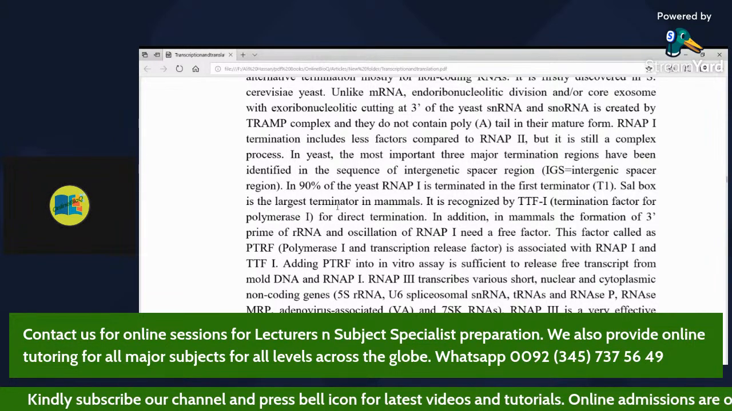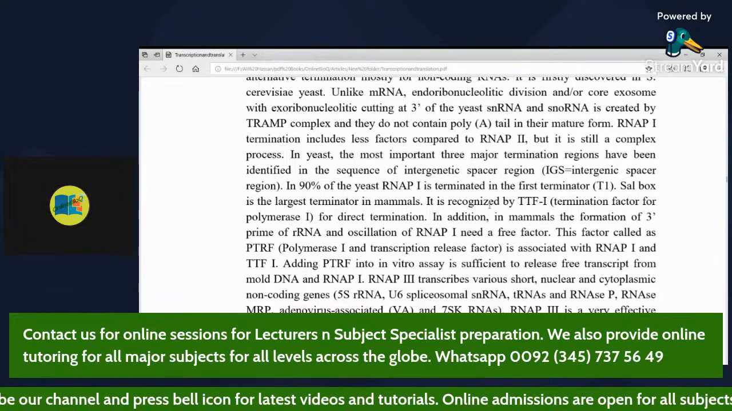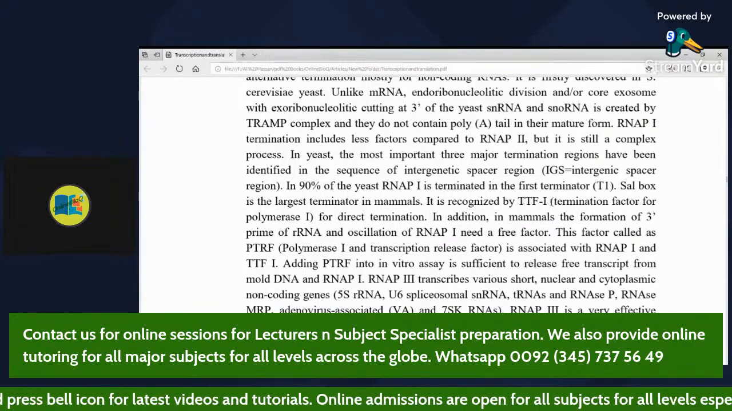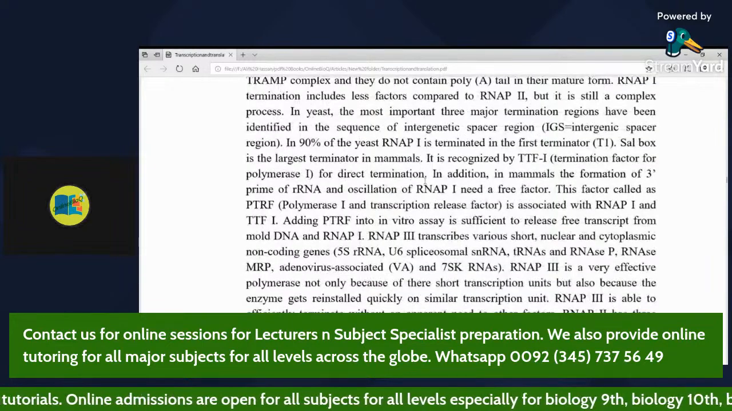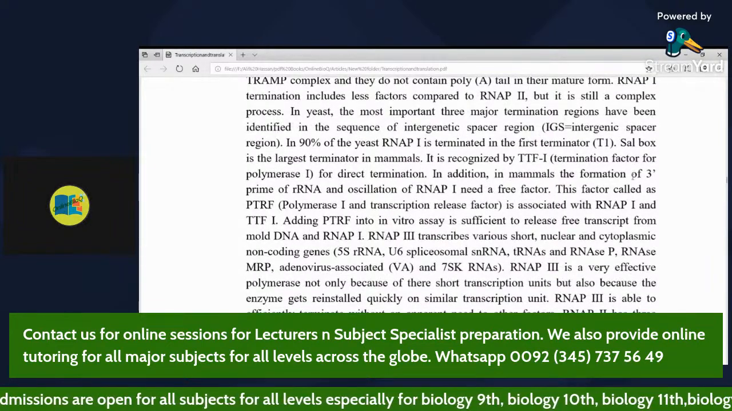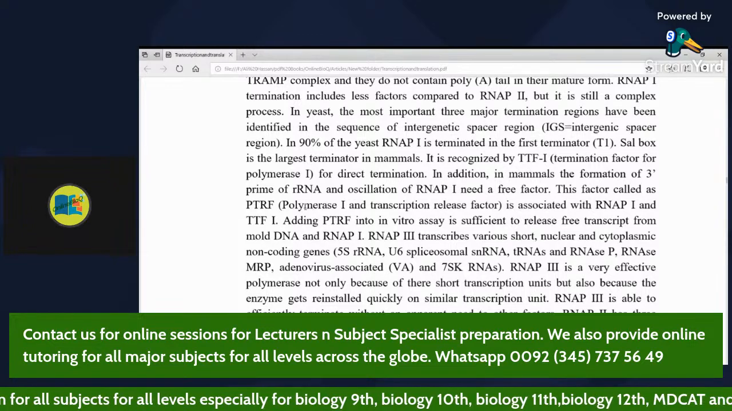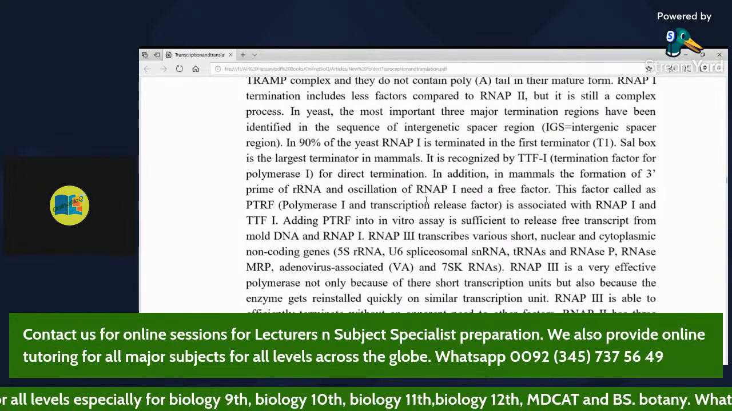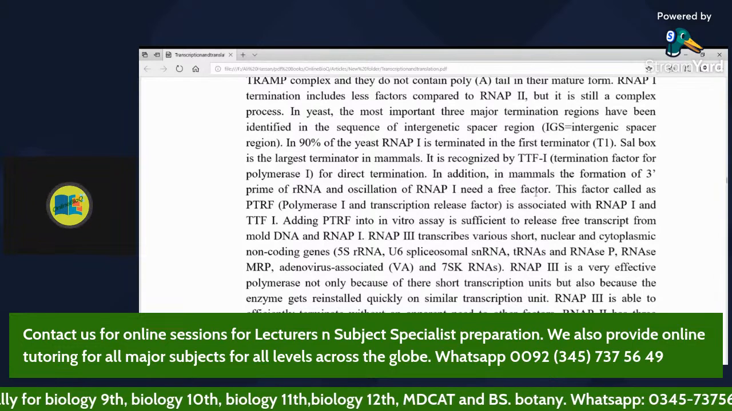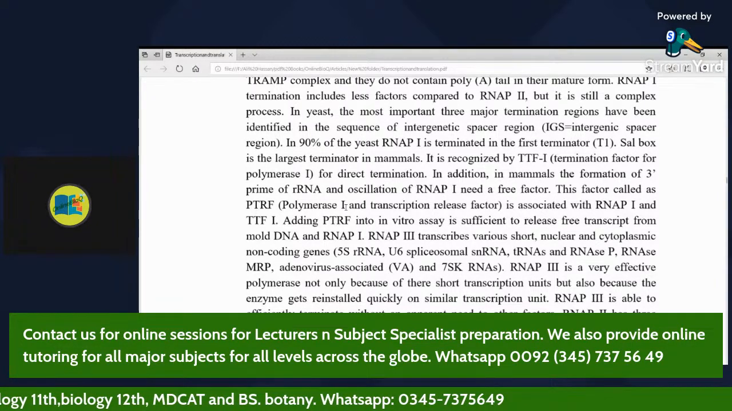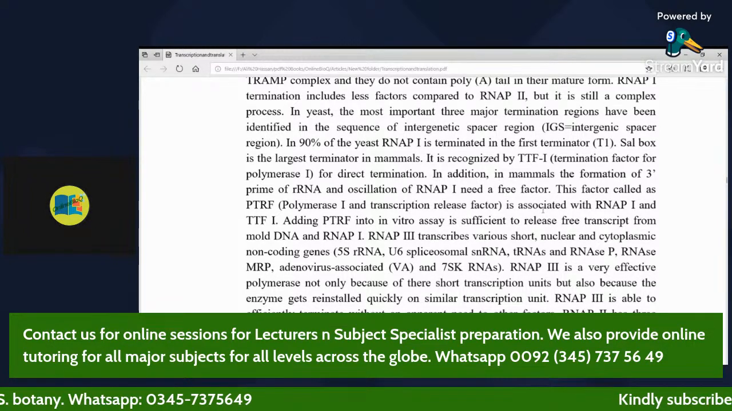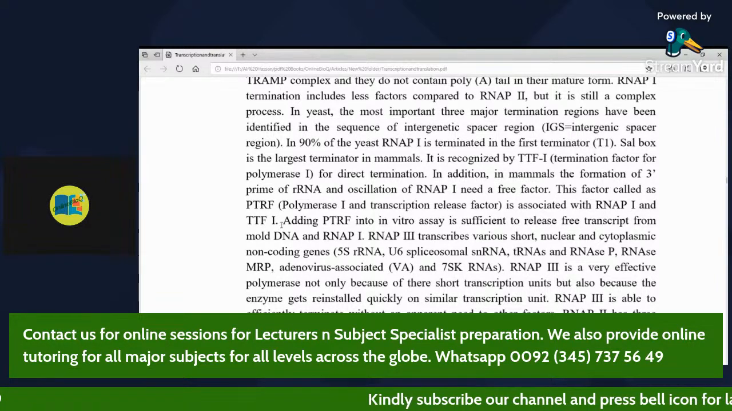The Sal box is the largest terminator in mammals. It is recognized by the TTF1 termination factor for polymerase 1 for direct termination. In addition, in mammals, the formation of the 3' of ribosomal RNA and dissociation of RNA polymerase 1 need a free factor. This factor, called PTRF, polymerase 1 and transcript release factor, is associated with RNAP1 and TTF1.